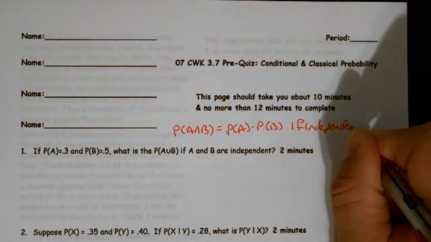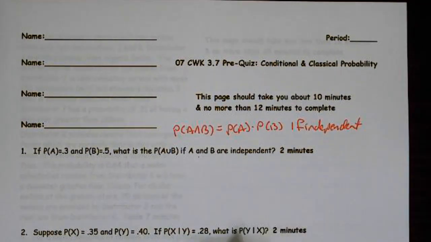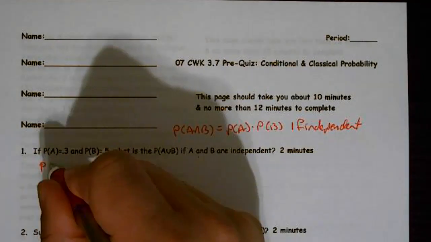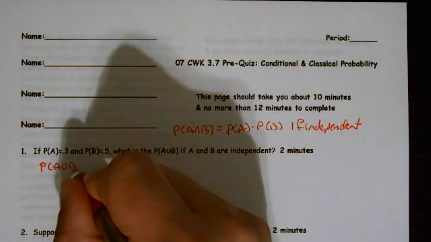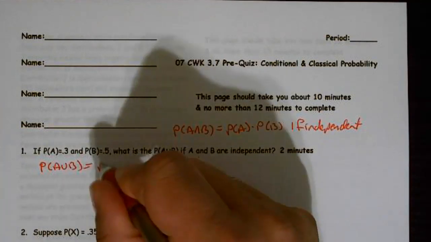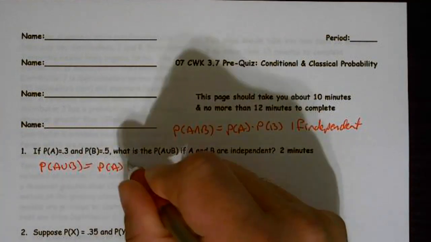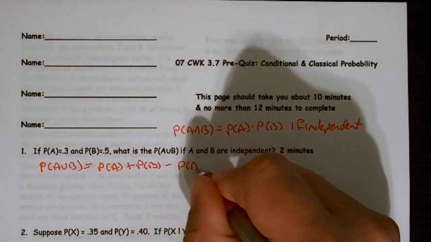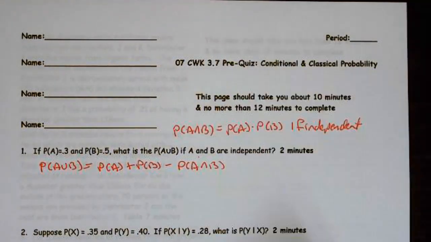That is not on your formula sheet. You have to memorize that, right? But they also have the A union B, and that is on your formula sheet. And that says the probability of A union B equals the probability of A plus the probability of B minus the probability of A and B.